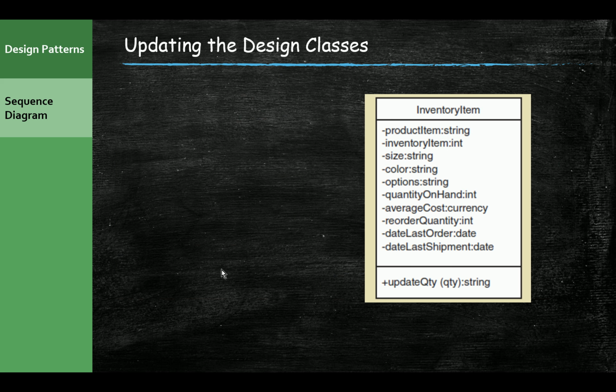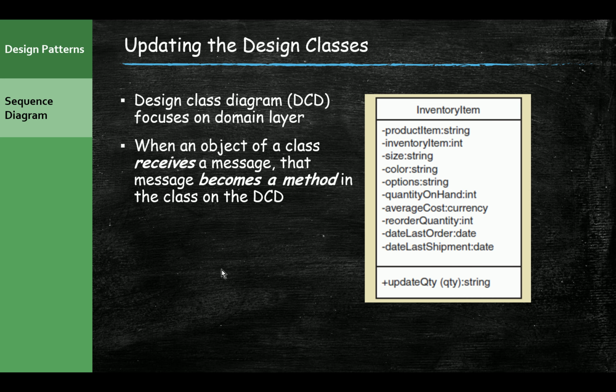Now, updating the design classes. Up until now, we haven't really changed the design class diagram very much, but our design class diagram focuses on the domain layer. When an object of a class receives a message, that message becomes a method in the class on the domain class diagram. So anytime it receives a message, that has to be a method in the class. If you show any messages on your sequence diagram or your communication diagram, those have to manifest themselves as methods in the class, which is what you see at the bottom here. We have attributes in the middle, and at the bottom you've got your methods.